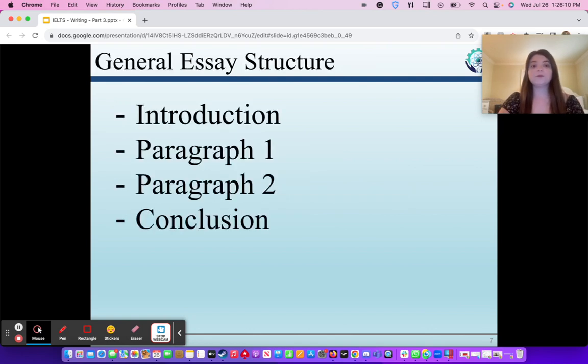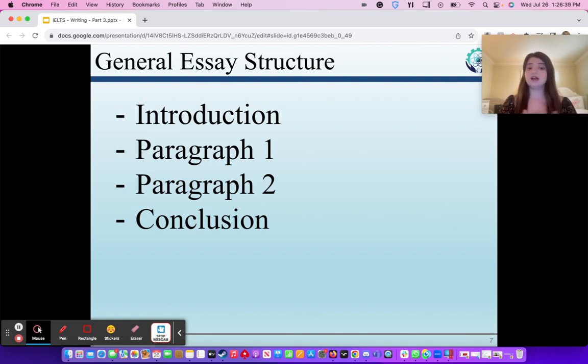Okay? So in general, our essay structure needs to look like this. We need to have an introduction, paragraph 1, paragraph 2, and a conclusion. I will be going into more detail about what you will put for paragraph 1, paragraph 2, introduction, conclusion, for each type of essay. And I'll also be going over in the future what the different parts of the introduction are, what the parts of the body paragraphs are, and what the parts of the conclusion are.